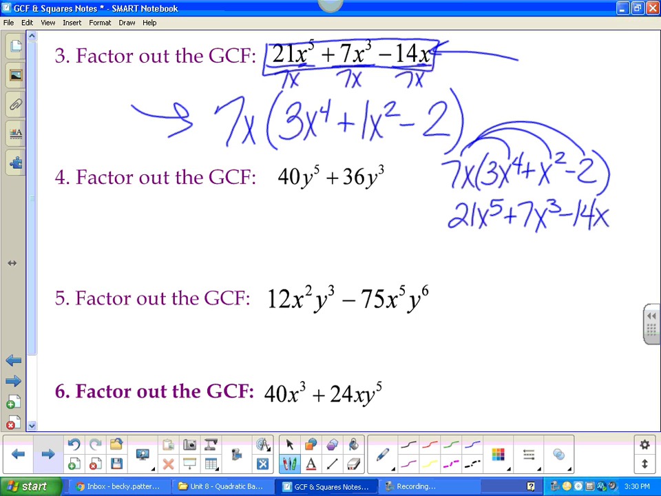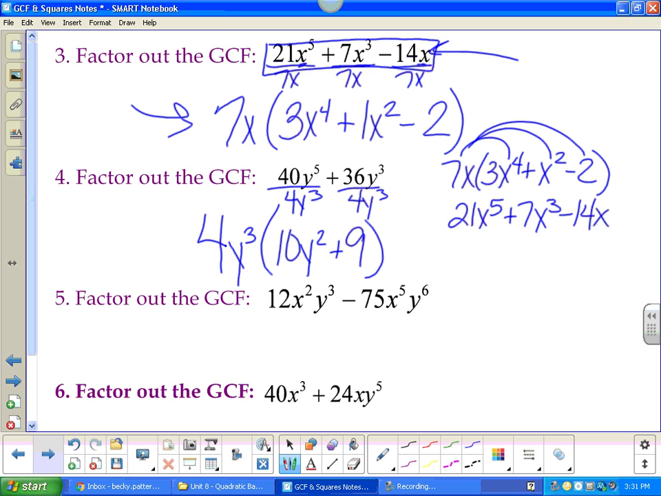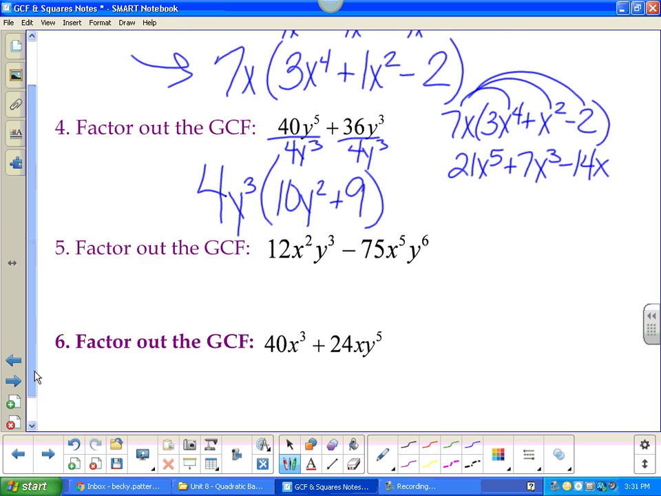So number 4, I've got a 40 and a 36, and again, 2 goes, but I want the biggest number. 4 goes into both of those. So let's take a 4 out. And then y's, I've got a y to the fifth and a y to the third. So I'm going to take the y to the third out, and then I divide by what I'm taking out. So first term is going to give me a 10y squared, and that's going to give me a 9. The y is going to cancel. So that's GCFing and then writing what it has left over.